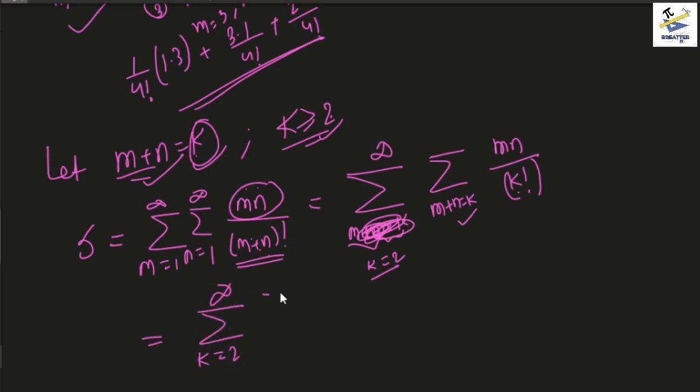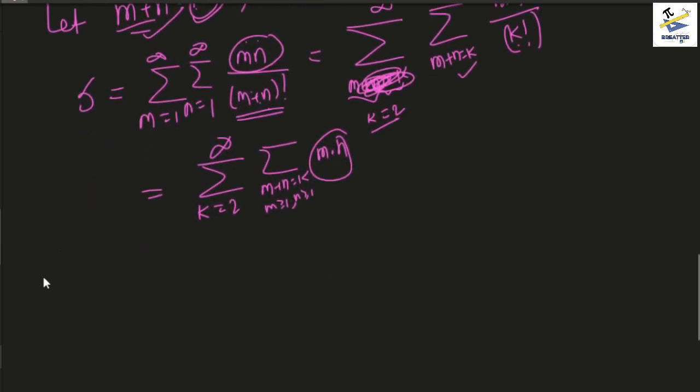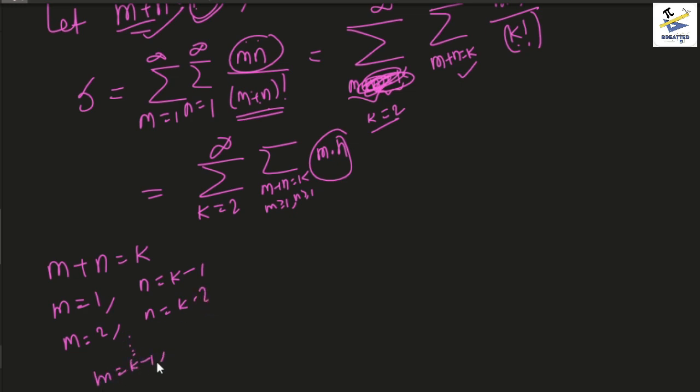So basically what we need to do is k equals 2 to infinity summation, and this inner summation indicates those m plus n where m plus n equals k and m greater than or equal to 1 and n greater than or equal to 1, and we need to sum all those values m into n. And this is a pretty easy procedure, because whenever you have m plus n equals k, the only possible values are m equals 1, n equals k minus 1, m equals 2, n equals k minus 2, and all the way up to m equals k minus 1 and n equals 1, like this.